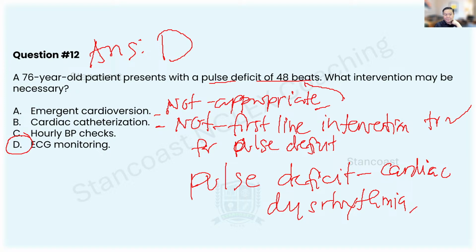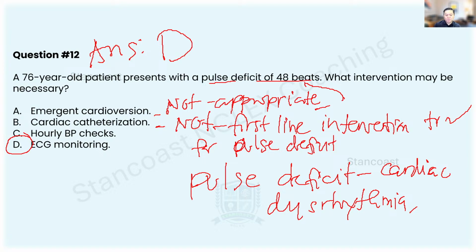Not the first line. So start with the EKG, okay? Now, what about letter C? Hourly blood pressure checks. Do you think that this can help the patient? Yeah, we know that it can help monitor the blood pressure, of course. But again, this is not going to address the pulse deficit. It will only help identify the manifestations, but not prevent. Okay, it will not take care of the pulse deficit.